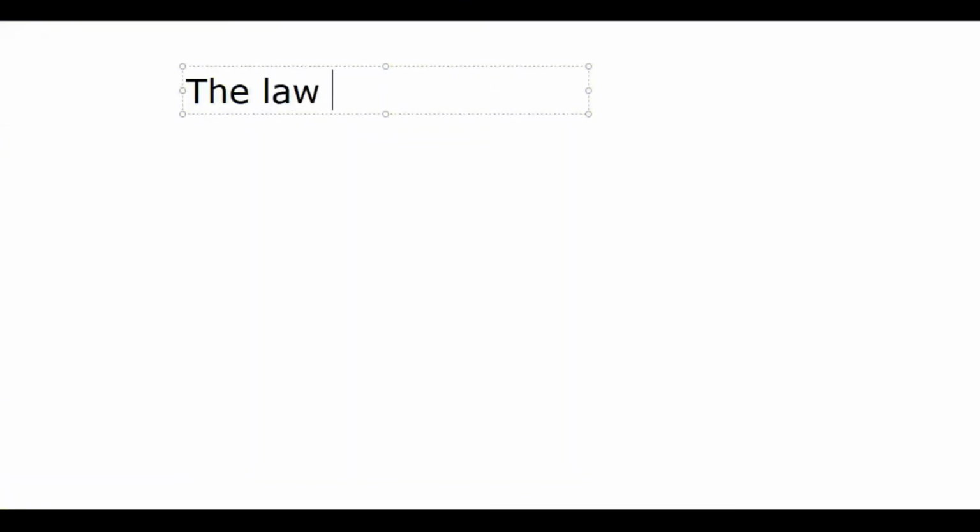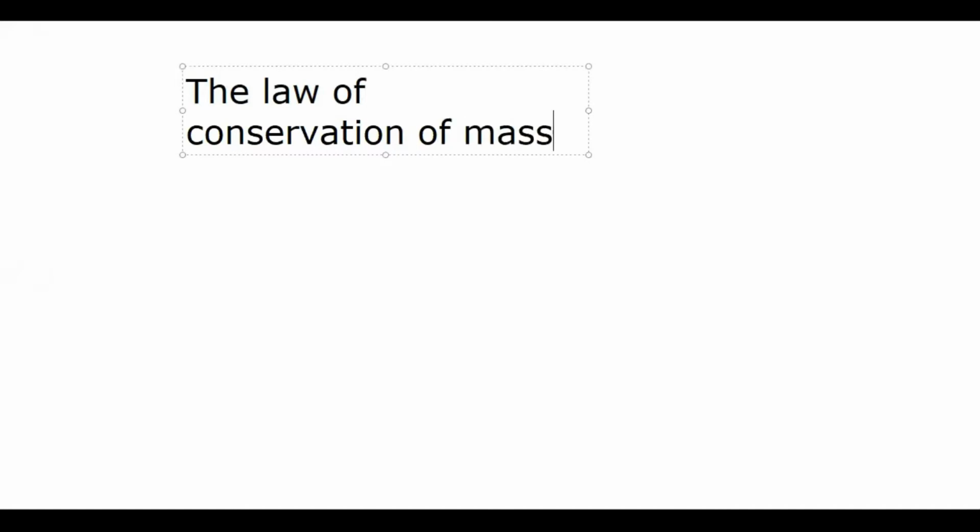Law of conservation of mass. This is a topic from the subject chemistry. I'm going to write the definition of this law, so it will be easy for us to understand.